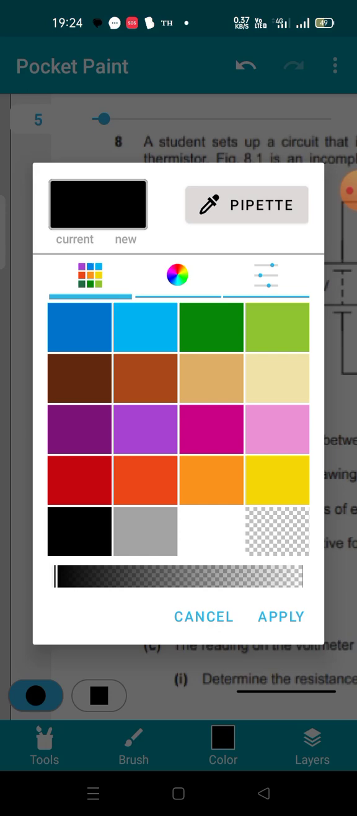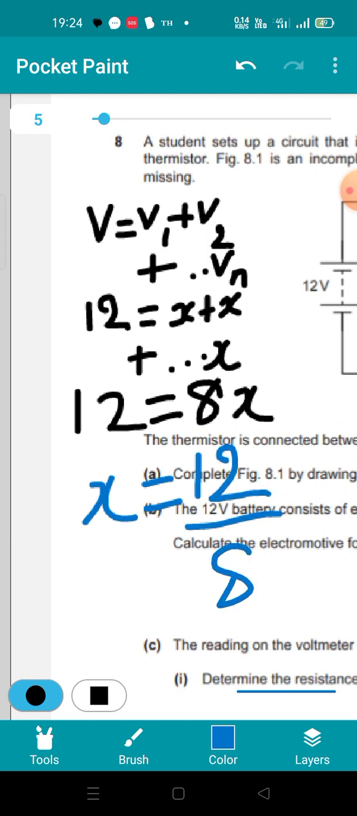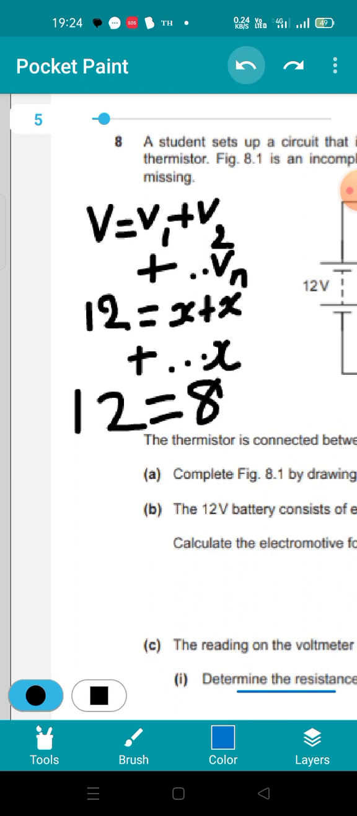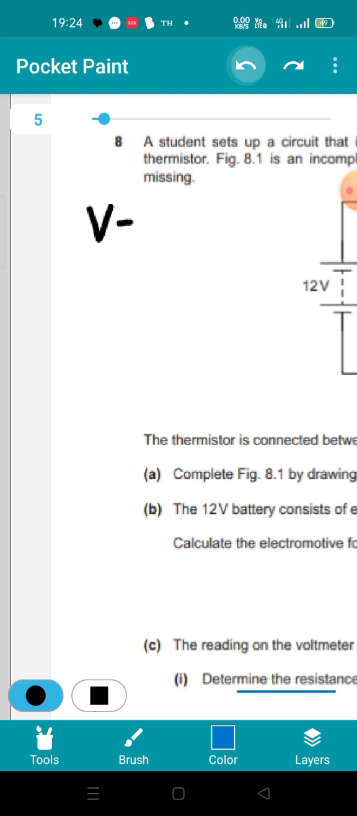Now x will be equal to 12 by 8. If you solve this, you will get 1.5 volts. As I told before, the SI unit of EMF is the same as the SI unit of voltage or potential difference. So we have answered this question B, wherein they have asked us to calculate the EMF of each cell in series. So what is the answer? The answer is 1.5 volts.